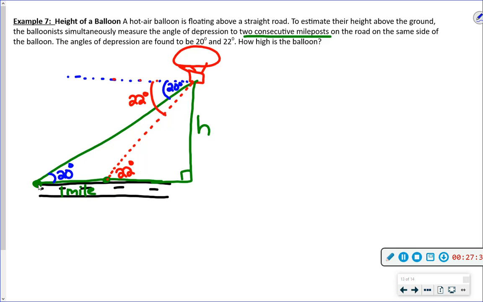So I'm going to do tan of 20. Got it? Opposite would be our height. Adjacent. Interesting. So we've got the 1 mile between it. I have no idea how long this is. I'm just going to call this piece of it x. So my whole adjacent side is the 1 plus x.